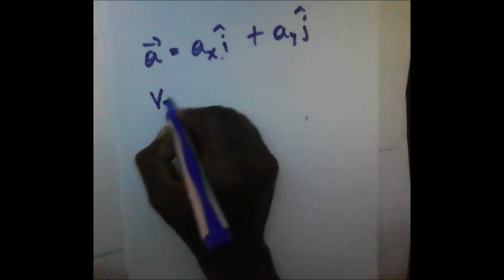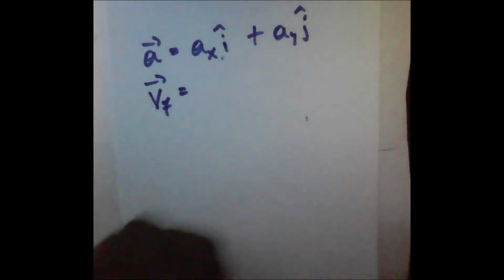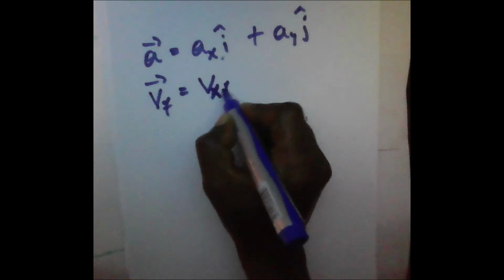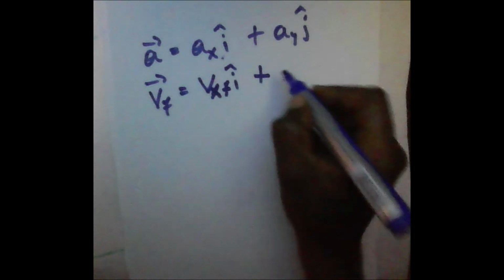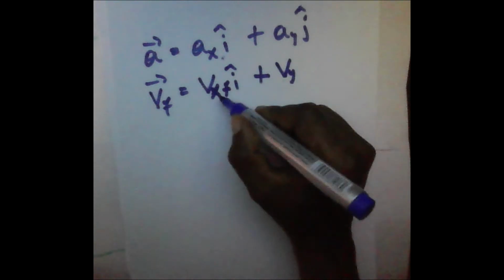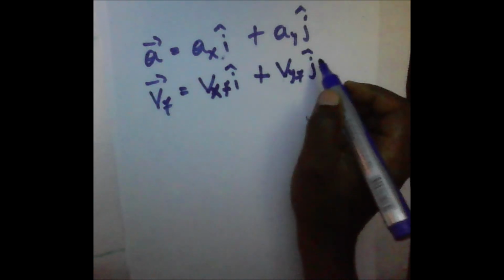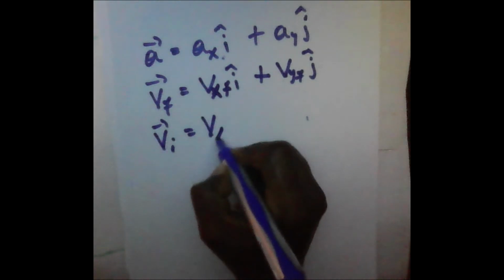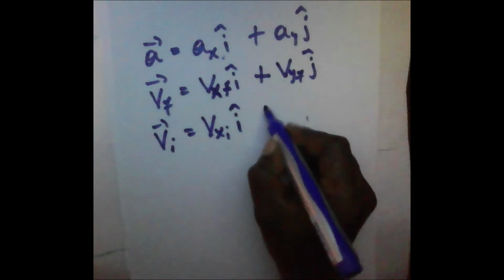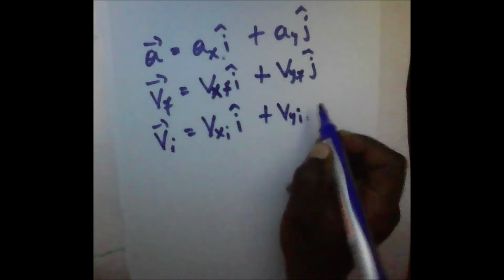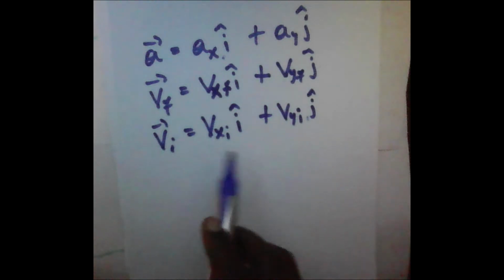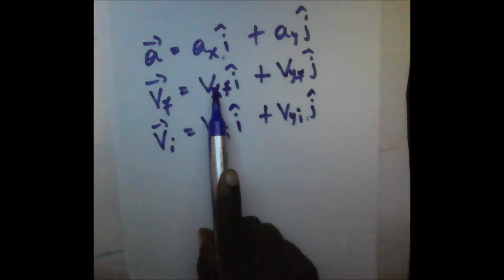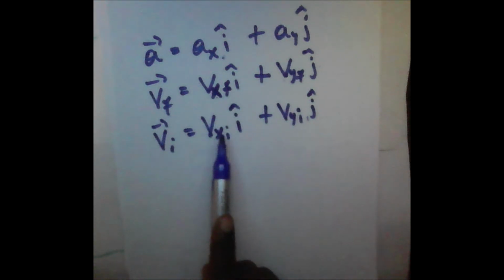Just like this, the vector v final can be written as vx final in the i plus vy final in the j. The v initial can also be written as vx initial in the i plus vy initial in the j. Remember, for acceleration we have x and y. For v final we have again x and y. For v initial we have again x and y.